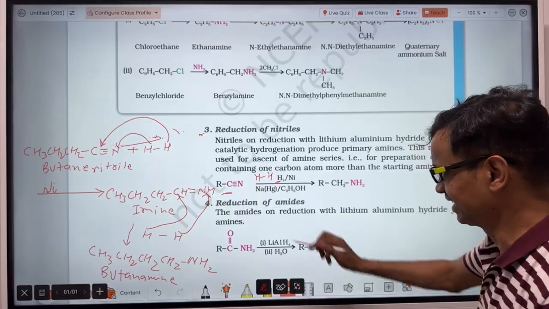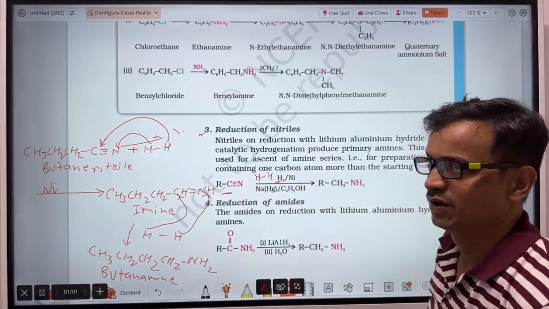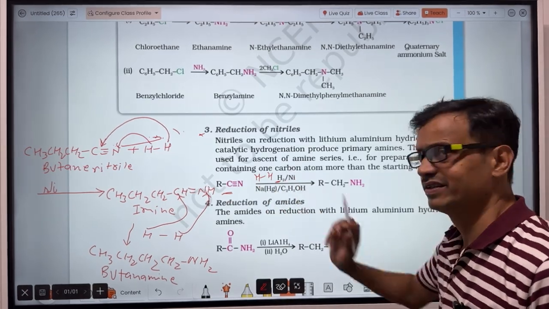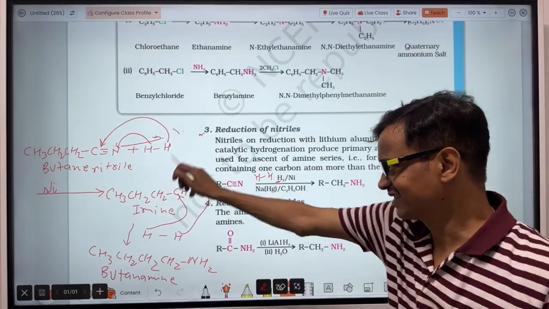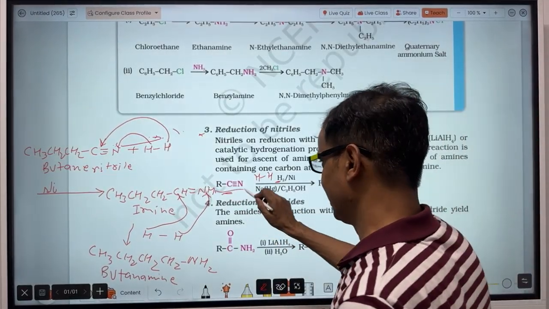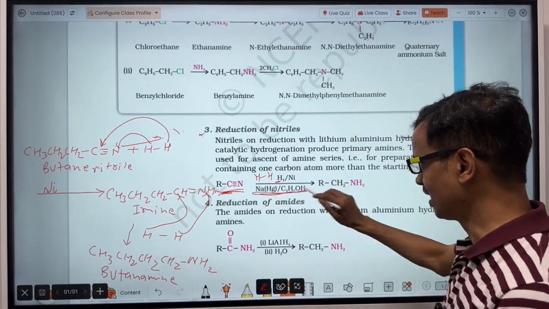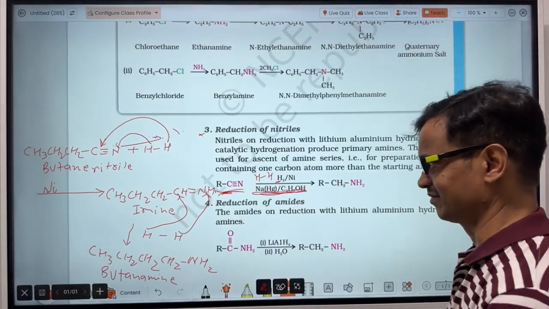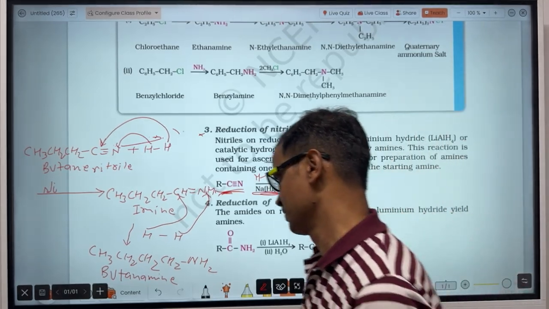There are also two reactions here for reduction of nitriles. One is when the nitrile is treated with hydrogen in the presence of catalyst nickel, about which we have discussed. And another reaction is when alkyl nitrile is treated with the mixture of amalgamated sodium and ethyl alcohol. So let's see about that reaction.